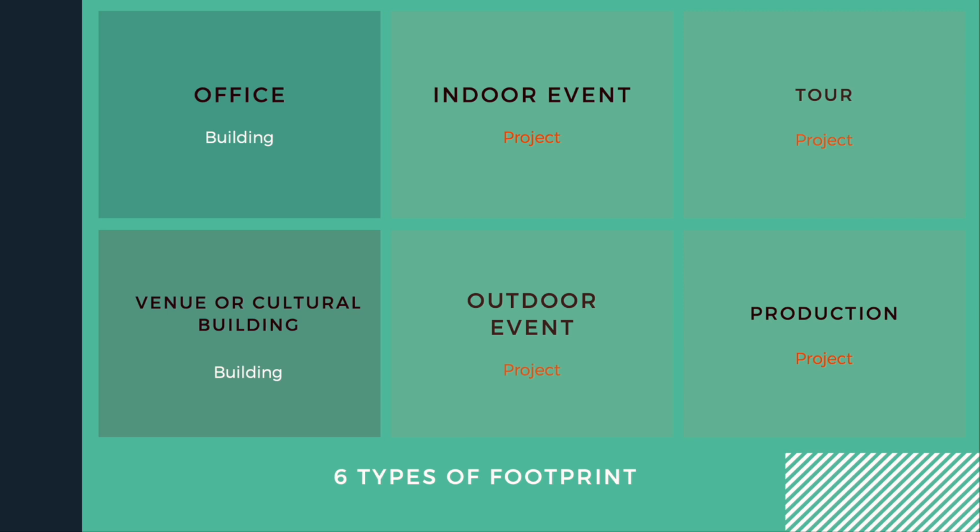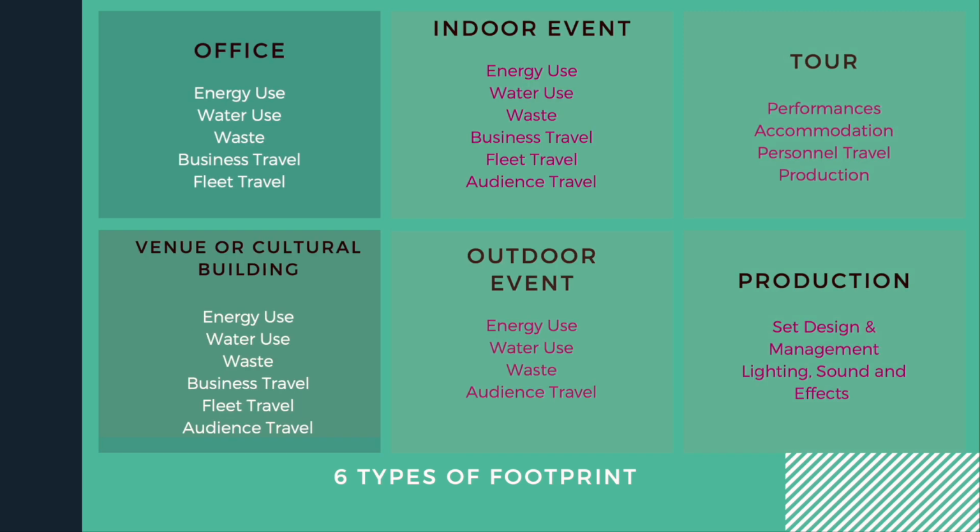In the tools, you can create office footprints and venue or cultural buildings footprints. Those two fall into the building category of footprints. You can also create indoor event, outdoor event, tour, or production footprints, and they all fall into the project type of footprints. Below each type is the type of information that is taken into account in the carbon footprint calculation.